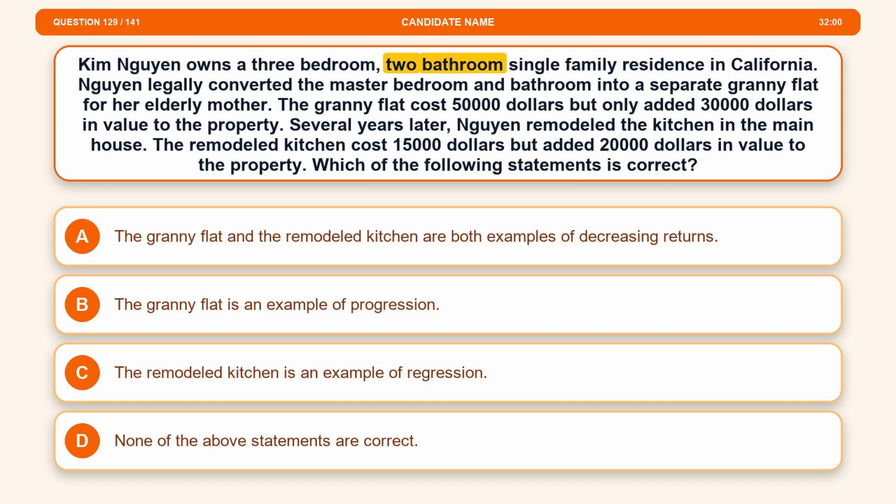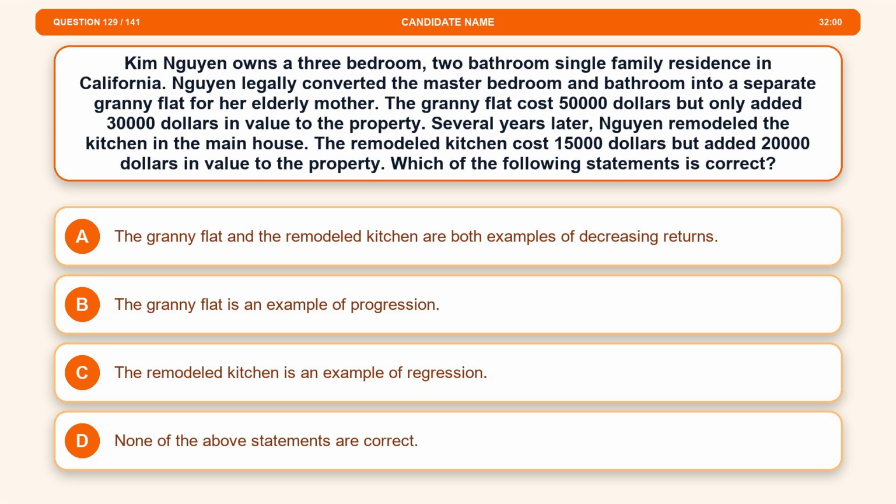Question 129. Kim Newton owns a 3-bedroom, 2-bathroom single-family residence in California. Newton legally converted the master bedroom and bathroom into a separate granny flat for her elderly mother. The granny flat cost $50,000 but only added $30,000 in value to the property. Several years later, Newton remodeled the kitchen in the main house. The remodeled kitchen cost $15,000 but added $20,000 in value to the property. Which of the following statements is correct?